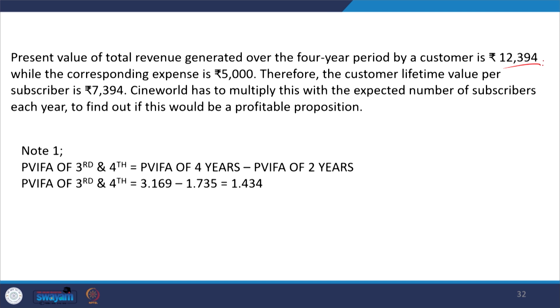Well, the corresponding expense is 5,000. So, therefore, the customer lifetime value per subscriber is now 12,394 minus 5,000, which gives us 7,394. Cineworld has to multiply this with the expected number of subscribers each year to find out if this would be a profitable proposition for them or not.